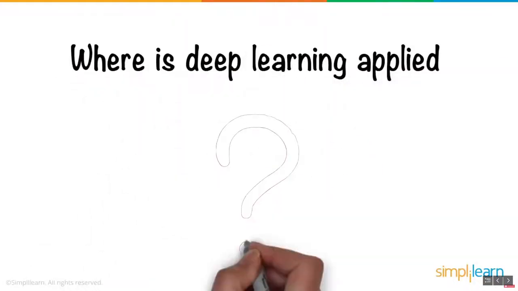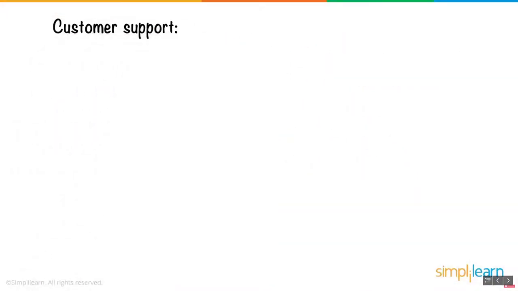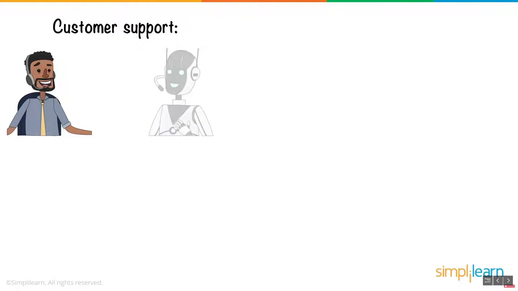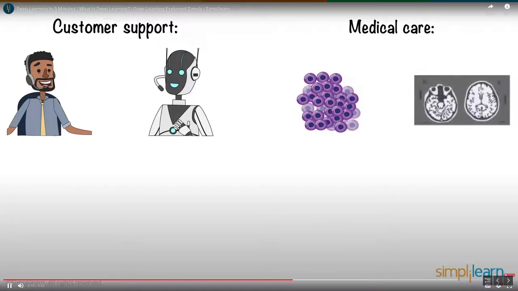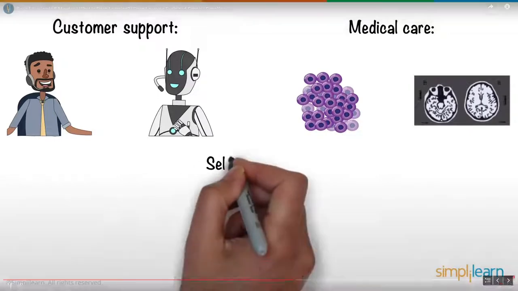So, where is deep learning applied? In customer support. When most people converse with customer support agents, the conversation seems so real, they don't even realize that it's actually a bot on the other side. In medical care, neural networks detect cancer cells and analyze MRI images to give detailed results.